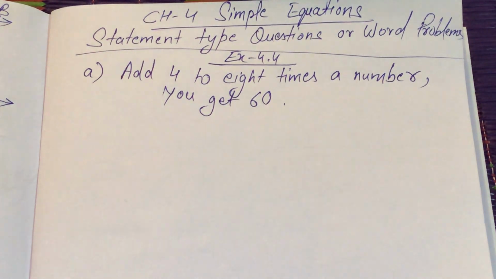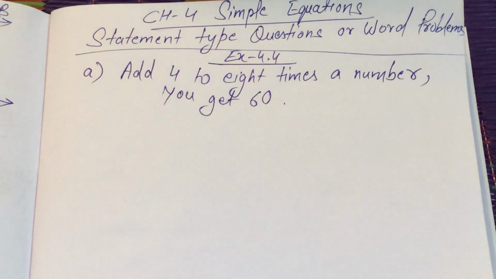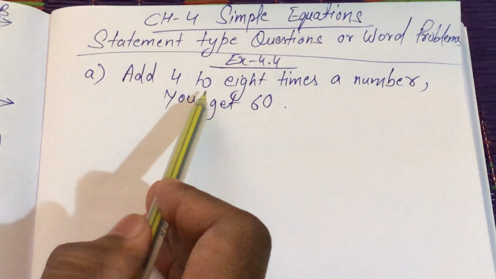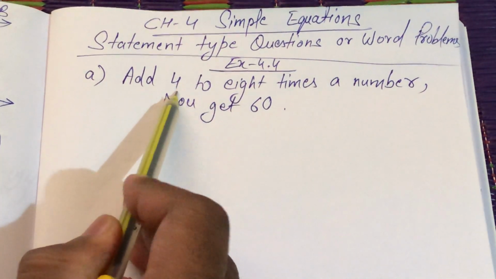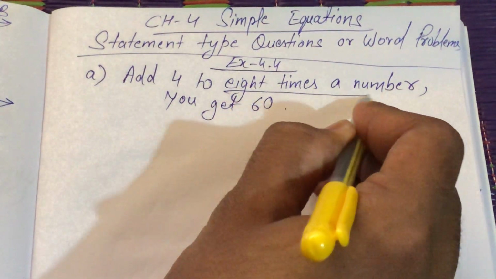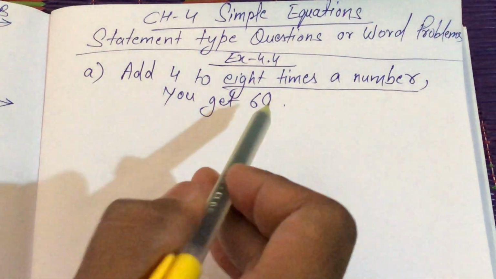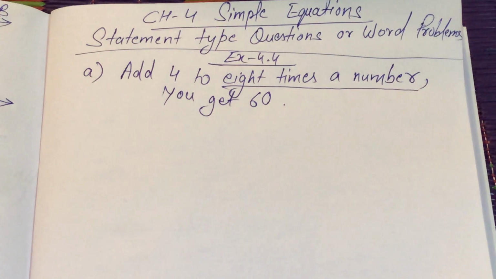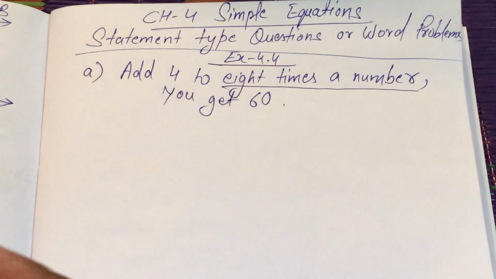Now, how do we set up an equation? See, basically these things we have also learned in our 6th standard, in the algebra chapter. We have done this type of questions there. But how to solve? Let's try to do. The question is saying add 4 to 8 times a number. 8 times a number. Now you don't know which number we have to take 8 times.